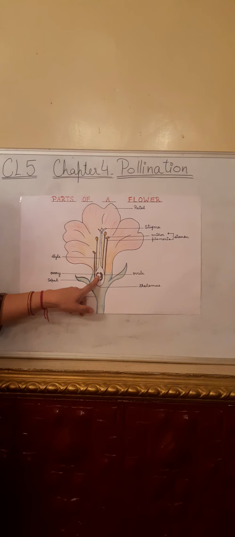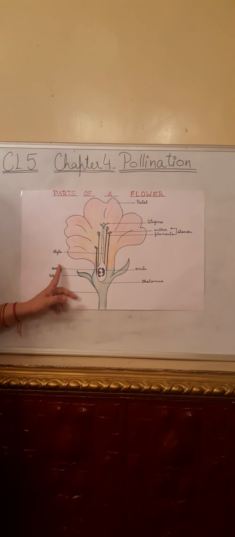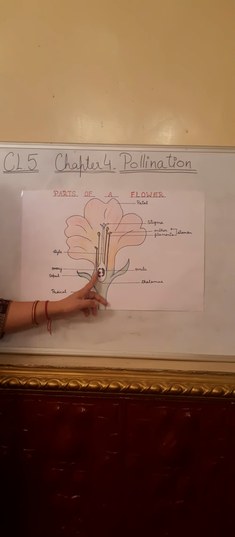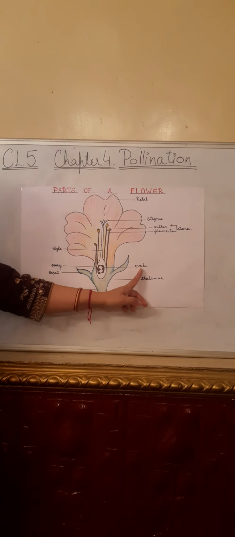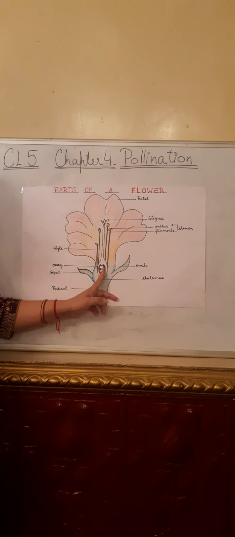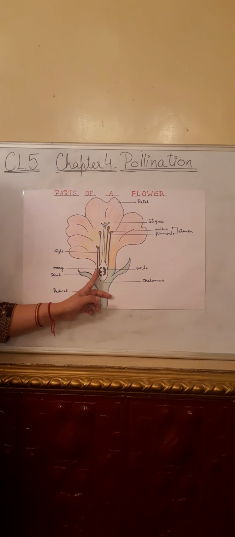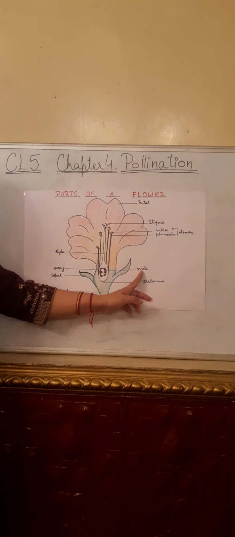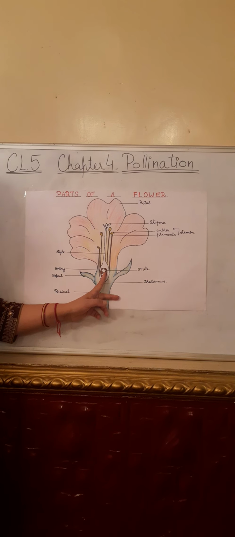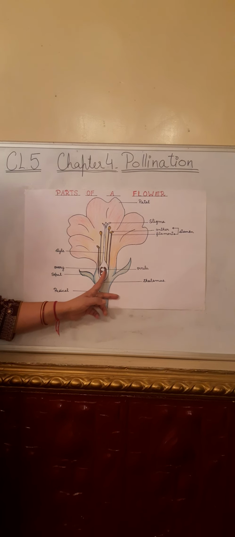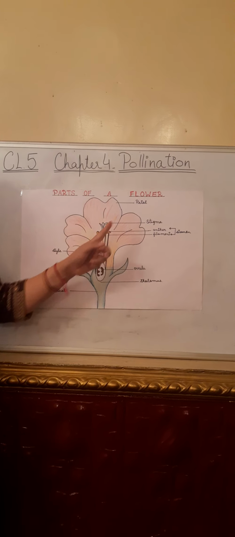Okay, children, and this ovary changes into the fruit, develops into a fruit, and the ovules make the seeds of the flower. So the ovary is making the fruit of the plant and the ovules are making the seeds of the plant. Is that clear, children? Now the parts of the flower are clear to you.